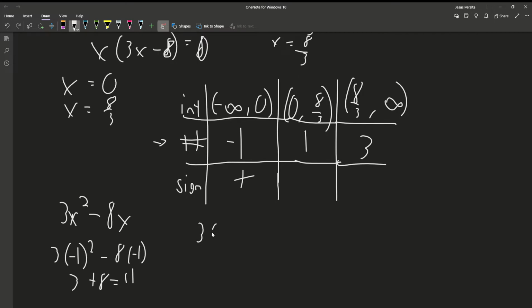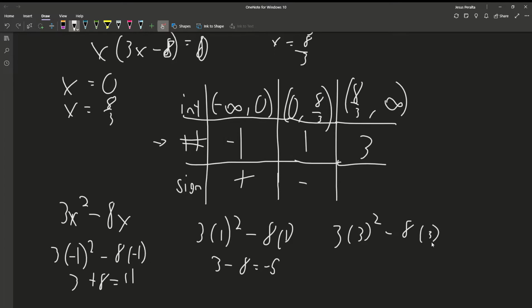Then we plug in 1 into the equation. We're going to get 3 times 1 squared minus 8 times 1. We know this is going to be 3 minus 8, which is going to give us negative 5. That is a negative number. Then we want to plug in 3. So when we plug in 3 into here, we are going to get 3 times 3 squared minus 8 times 3. You're going to get 9 times 3, which is 27. Then 8 times 3 is 24. You end up with a 3, which is positive.